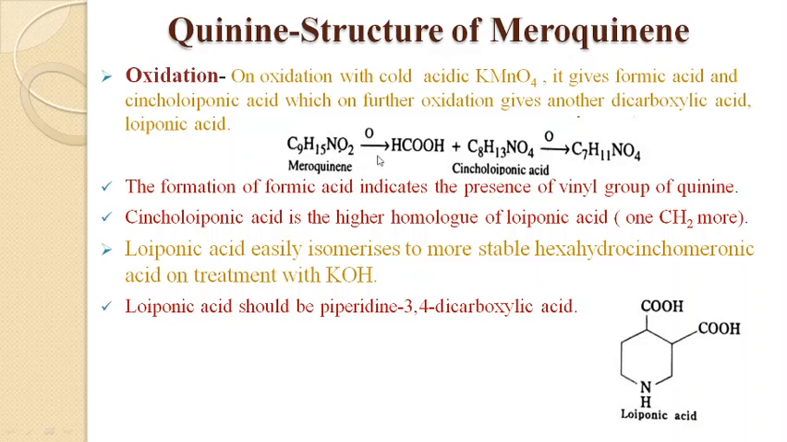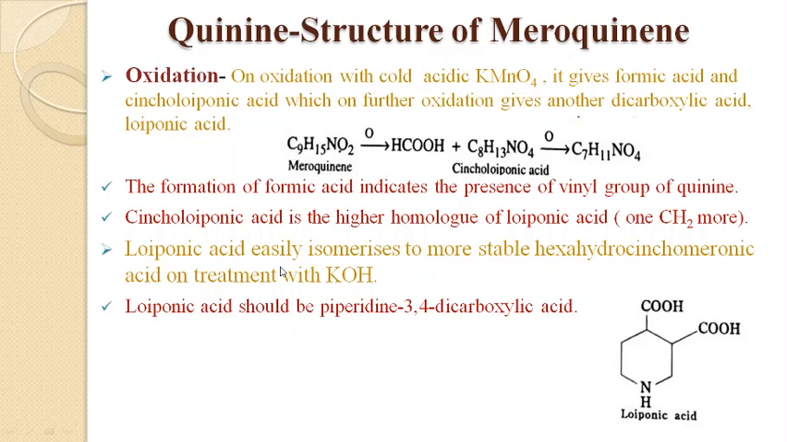The conclusion drawn from this oxidation or degradation method is, first, the formation of formic acid. Formation of formic acid indicates the presence of the vinyl group of quinine. This means that the vinyl group is retained in meroquinine. Second conclusion drawn is that cincholoiponic acid is the higher homologue of loiponic acid. This means that cincholoiponic acid contains one CH2 more.